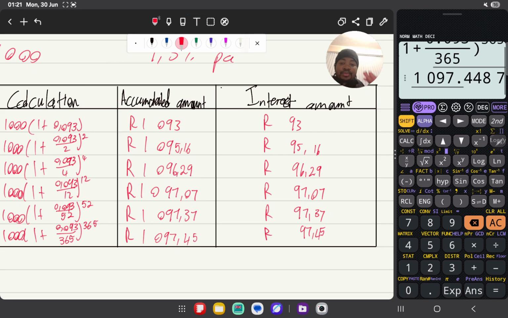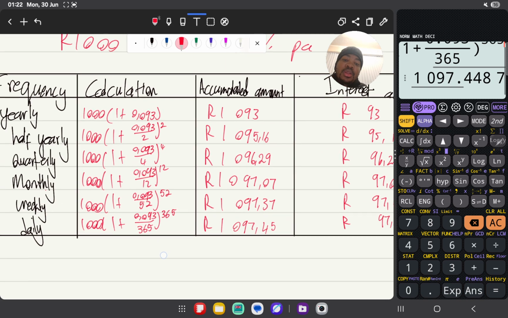So you put everything on a calculator and it gives you the corresponding values, which are your accumulated amounts. Then we have the interest that we gained, which is the accumulated amount minus the principal amount. We can even see that as the number of times our interest is compounded increases, the interest also increases. But this side of the interest is not really interesting.